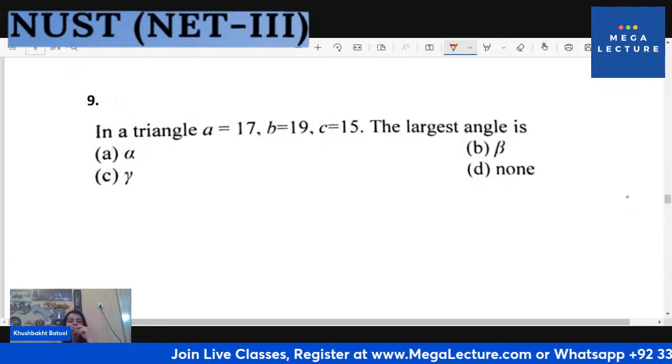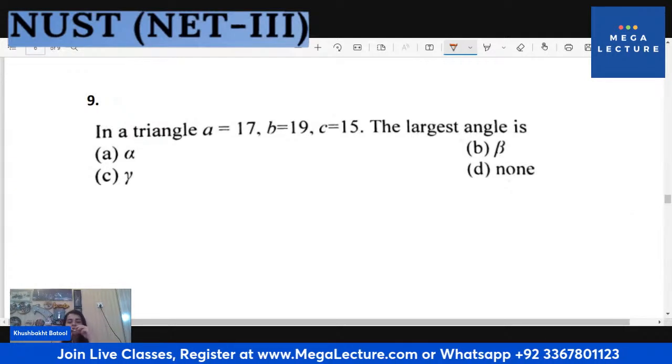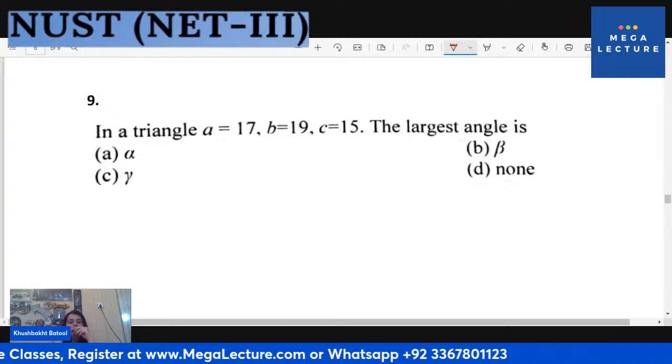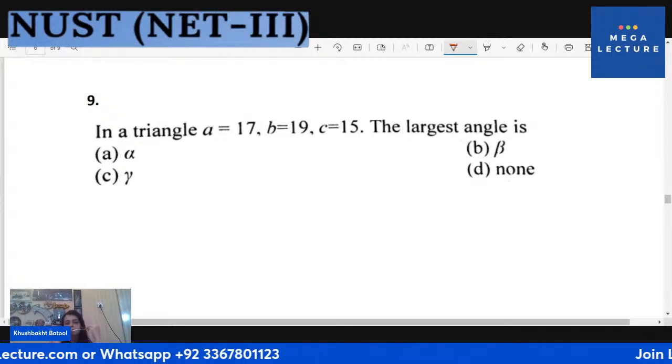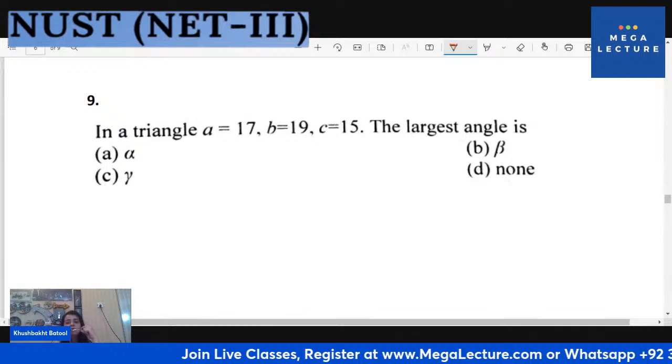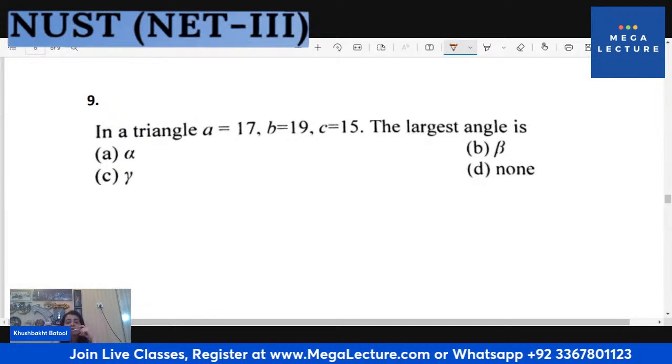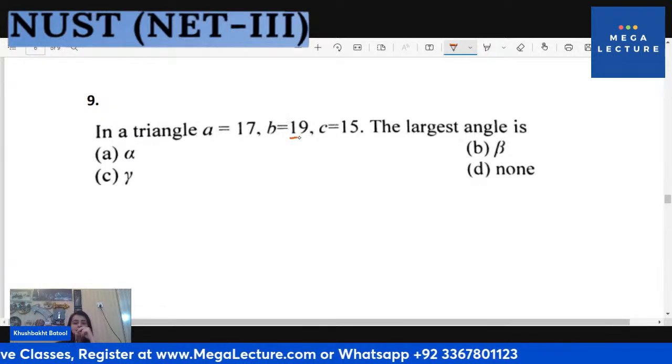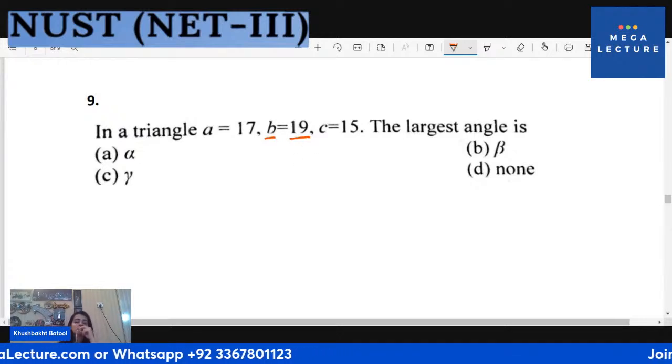Now it says, in a triangle, A is 17, B is 19, C is 15, the largest angle is. So the previous question was about the smallest angle, and there I told you we were referring to the smallest side. Now it is about the largest angle, so I'll be referring to the largest side, that is 19, and it is side B. So the angle opposite to this largest side would be beta. So B is going to be the answer.